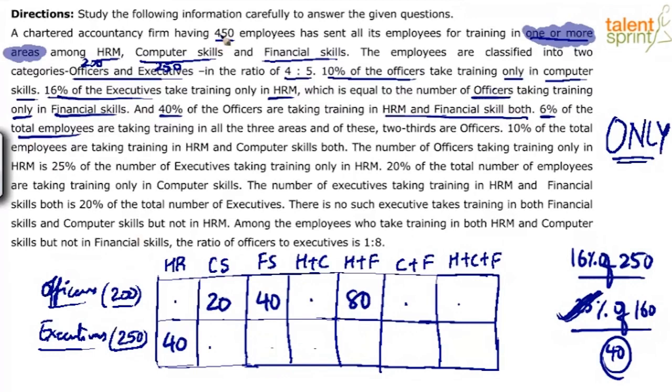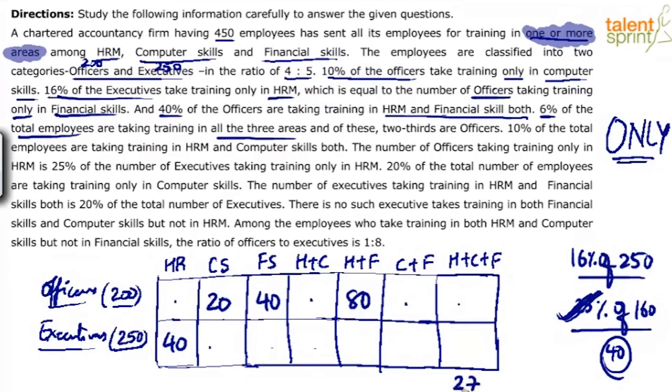Total employees are 450. 6% of 450 will be 4.5 into 6, right? So that's 27. So 6% of total employees, 27 employees, are taking training in all three areas. All three areas. How many? 6% of 450, like I told you, is 27.